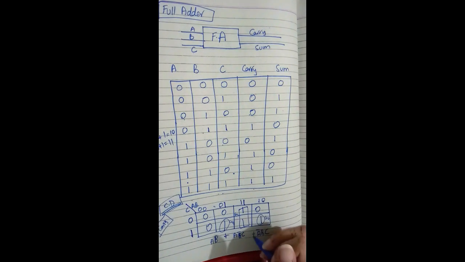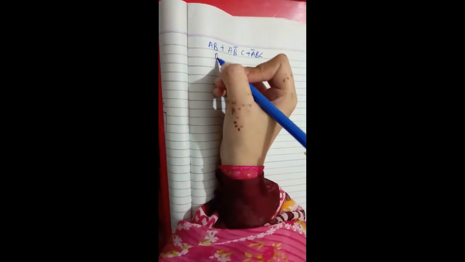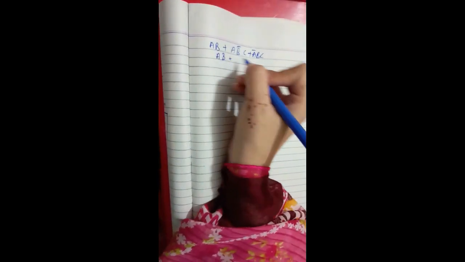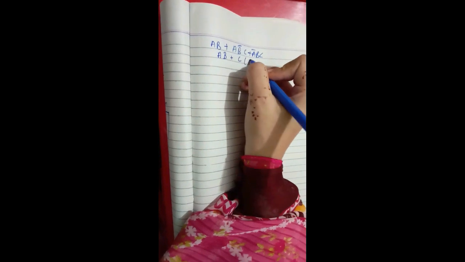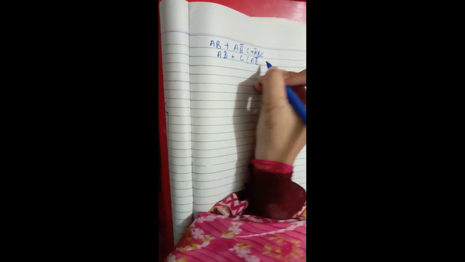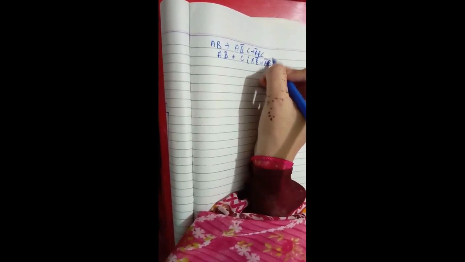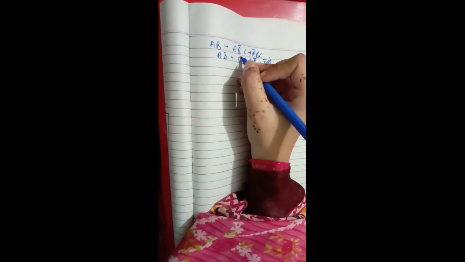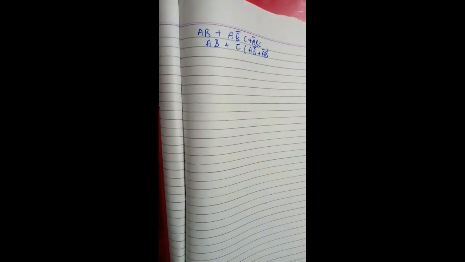Now we will simplify it further. That says A, B plus C into A, B bar plus A bar, B. We take C as common. So we have C into A, B bar plus A bar, B.